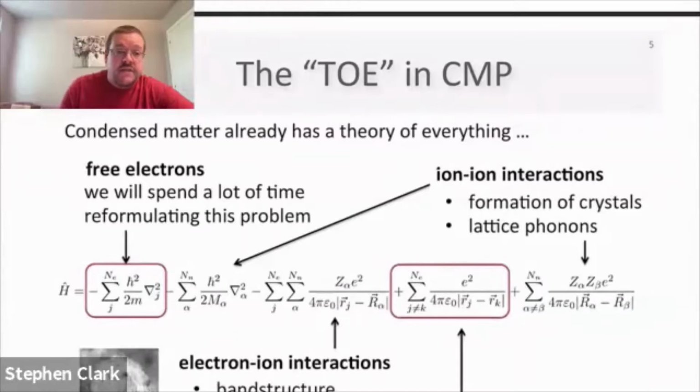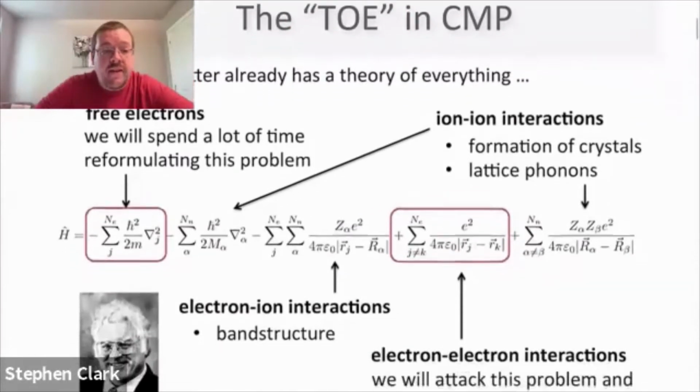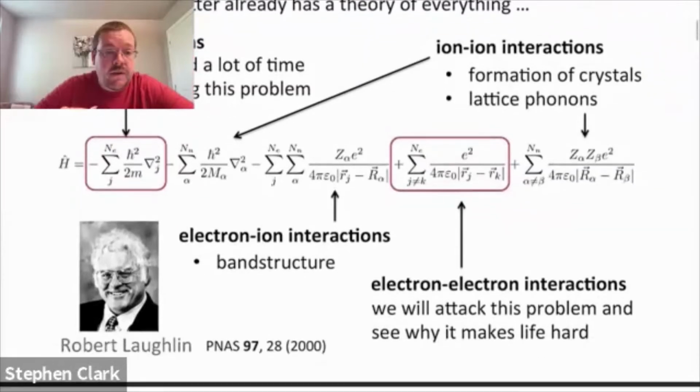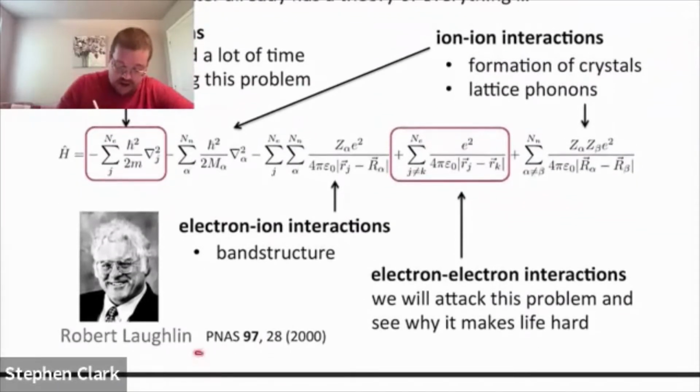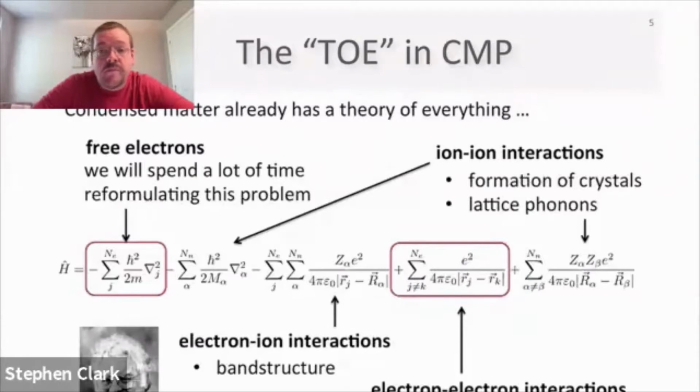The nice thing about condensed matter physics is we actually have what you would consider to be a theory of everything. And essentially it's what's written down here. There's a paper about this as well, a rather nice one by Robert Laughlin in the Proceedings of the National Academy of Sciences back in 2000, where he explores this concept of a theory of everything in condensed matter, and it contains all the things that you would normally think it could contain.